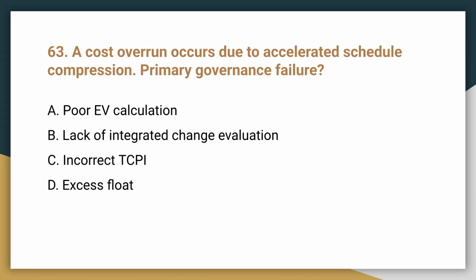Question 63. A cost overrun occurs due to accelerated schedule compression. What is the primary governance failure? The primary governance failure is the lack of integrated change evaluation. Scheduled changes, like compression, must be evaluated for their cost impact through integrated change control.